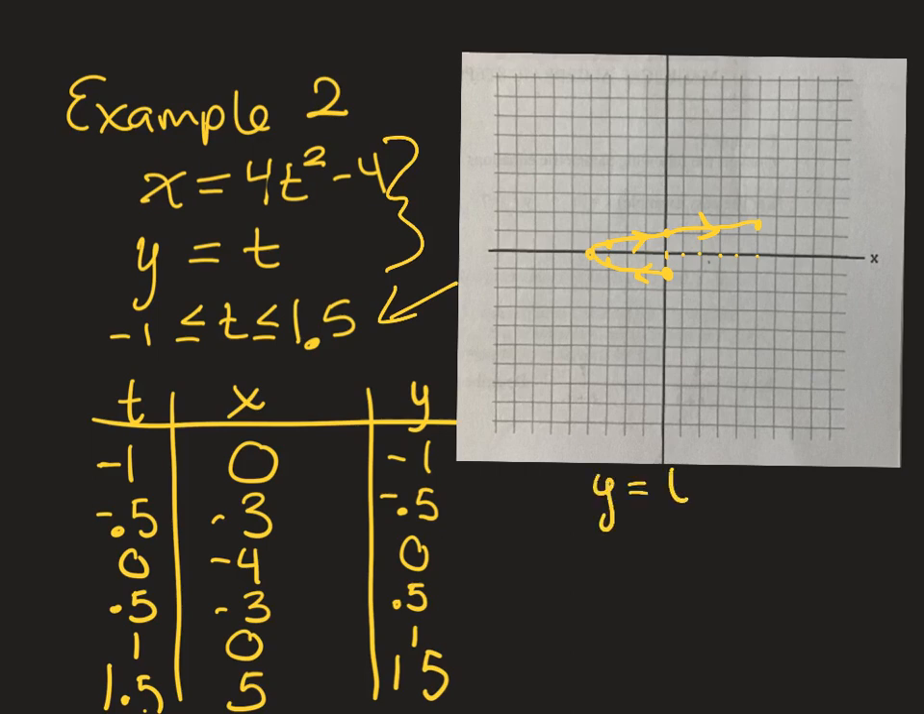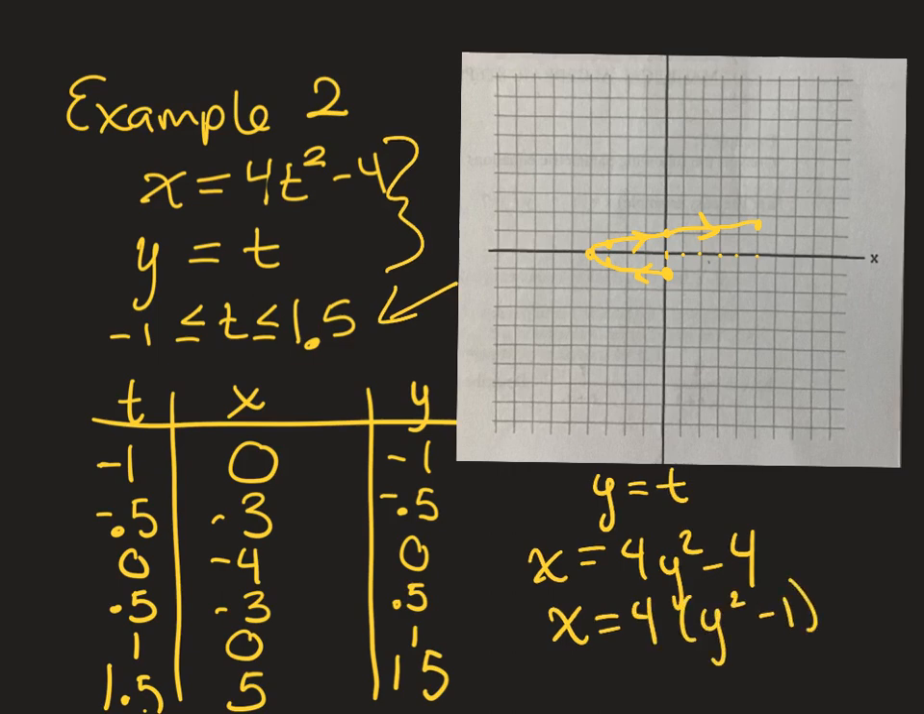This one says that y equals t. So I'm going to plug that in. So instead of writing t, I'm going to write y. So x equals 4y² minus 4. Or we could have said that x equals, pull the 4 out, 4 times (y² minus 1). And you can use your rules of parabolas from conic sections from last chapter, and that graph is that equation.